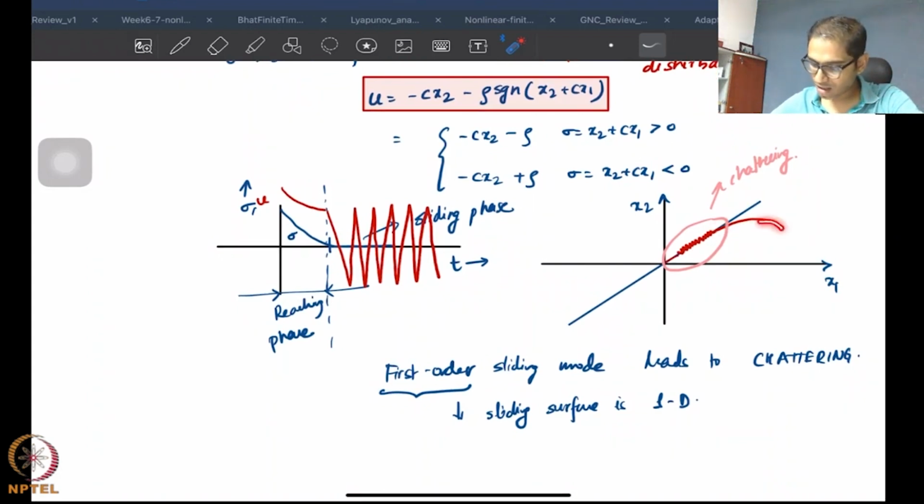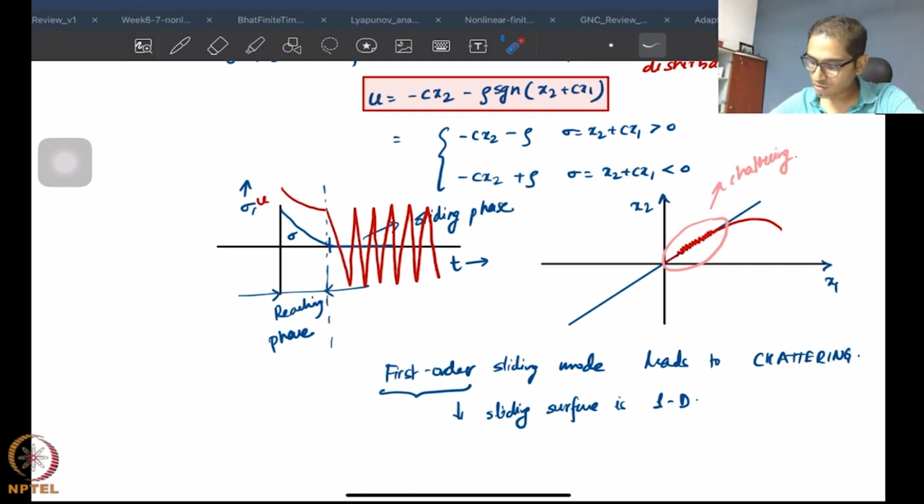So this is called the reaching phase while it's reaching the sliding surface, and then you have the sliding phase when it actually moves on the sliding surface, right? So what happens because of this disturbance and the fact that we don't exactly compensate for it is that you tend to oscillate around it at very high frequency.